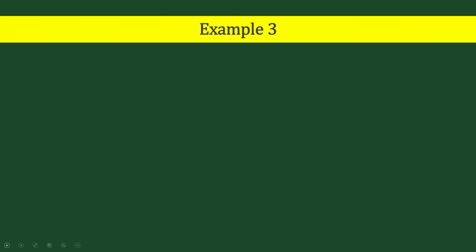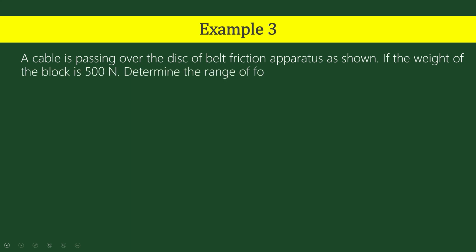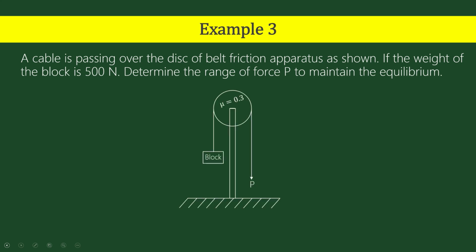See the difference in the example now. A cable is passing over the disc of belt friction apparatus as shown. If the weight of the block is 500 Newton, determine the range of force P to maintain the equilibrium. So, what is the difference in the example? Now, the difference is we have to find out the range of force P.